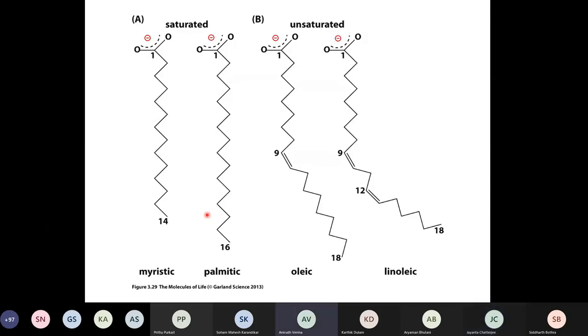Sir, but in the unsaturated part, we have cis configuration of the unsaturated part. Yeah. But in case of saturated, we have trans. If we have trans double bond, in that case, we'll get a permanent staggered. In case of unsaturated, we have cis configuration. Yes.